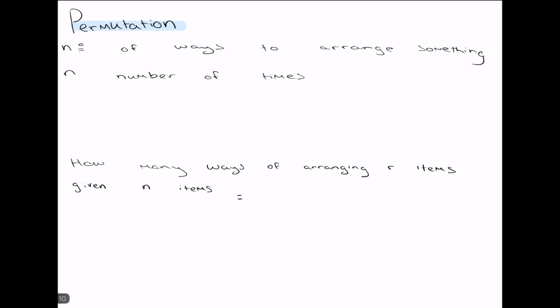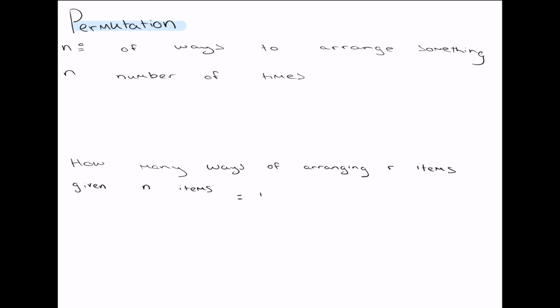When we talk about permutations, we talk about the number of ways to arrange something. Typically it's how many ways of arranging R items given N items, and the typical formula is nPr, which you just put into your calculator. There's also another way of solving permutation questions, which is to draw the slots. It looks something like this: N, N minus 1, N minus 2, N minus 3, and so on. And this is just R slots. This is actually called counting principles.